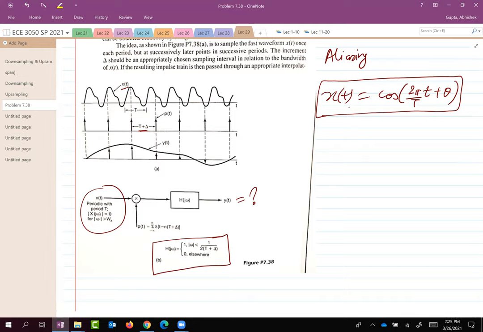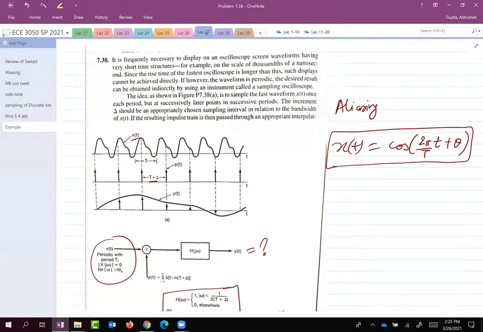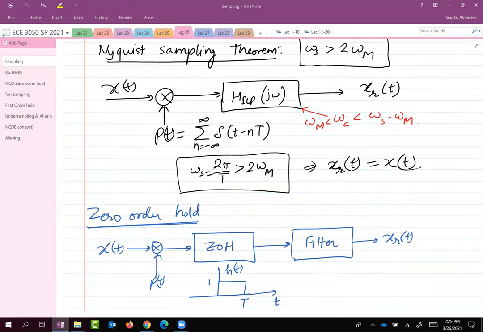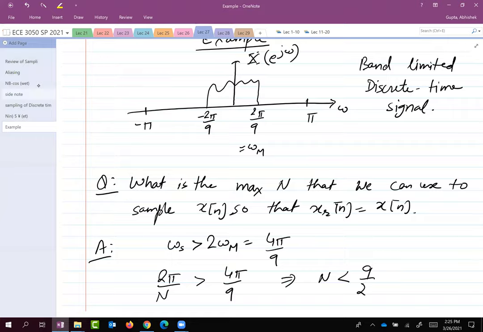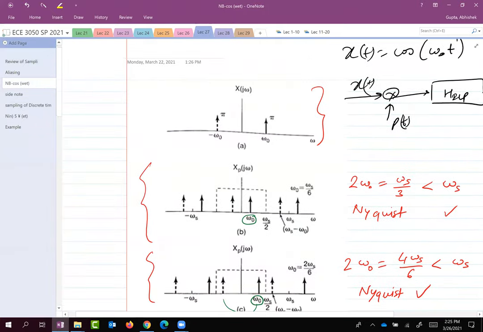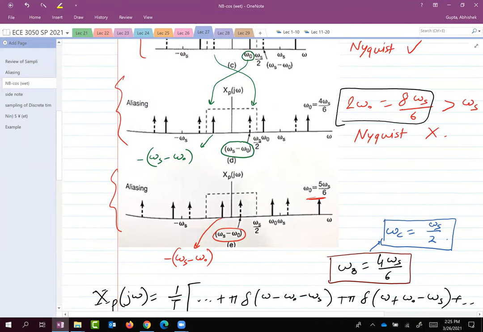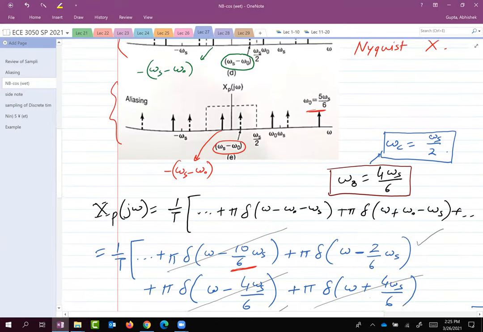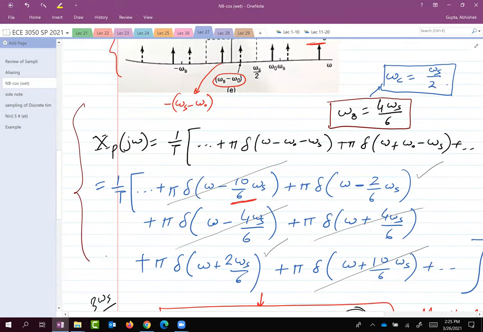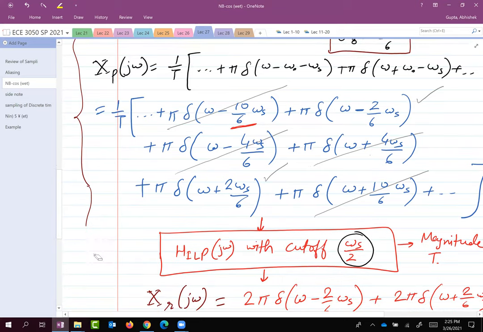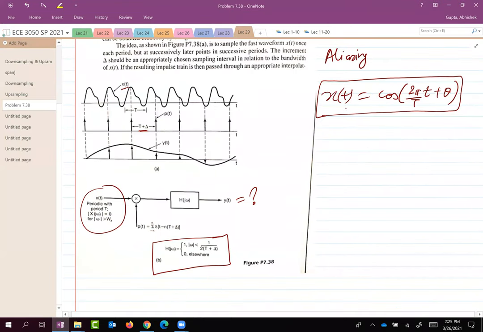I'm going to follow the procedure which was outlined in lecture 27. In lecture 27, I had talked about what happens when you are not sampling at the Nyquist rate, what kind of output you get. You remember this particular series of steps that we had taken in lecture 27. I'll go through these individual steps and show you exactly how to get the answer for this particular signal, x(t) is cos of 2 pi over T times (t plus theta).